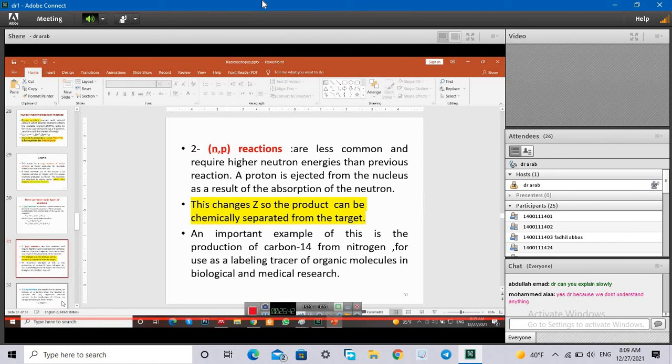Another event that can occur when a nuclide captures a neutron is proton emission.